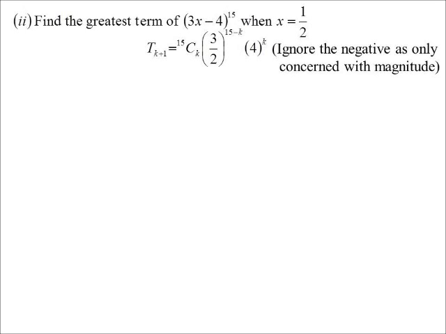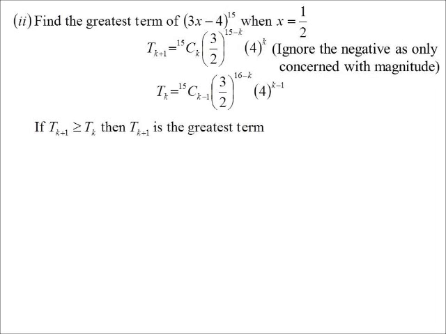And the term before it, oh yes, the negative. You'll notice in the 4 I haven't bothered with the negative 4. If it's odd, it's going to be negative. If it's even, it's going to be positive. When we're talking about the greatest, we're talking about the magnitude of the number. I'm not actually concerned with plus or minus.